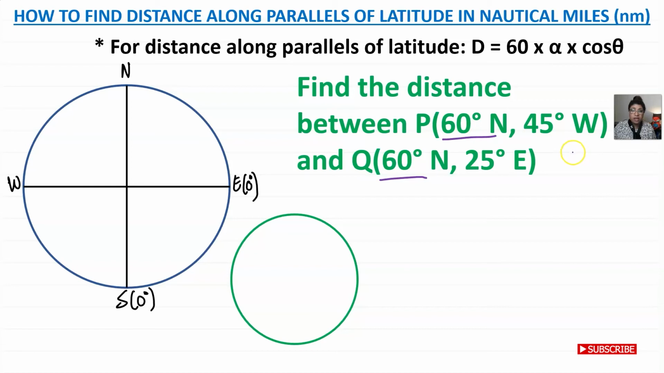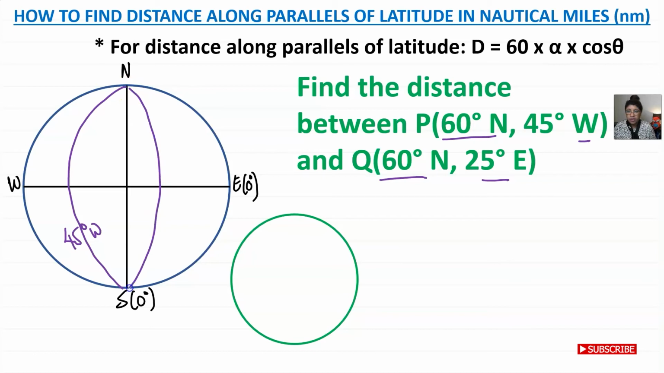Let's go in and draw the longitudes first. One is 45 degrees west. West is on this side, so let's say this is the one here. So that is your 45 degrees west. And then we have 25 degrees east. So let's say this is the one over here, 25 degrees east.